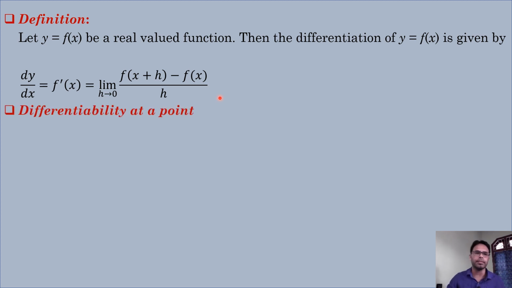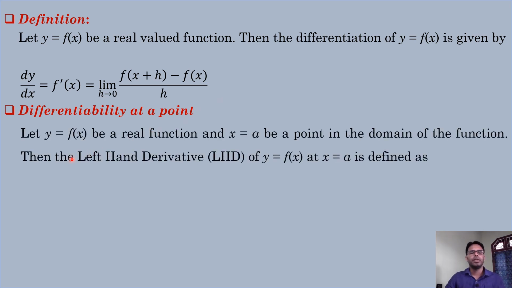You see here, differentiability at a point. So first of all we take y is equal to f(x). This is a real valued function, and x is equal to a. This is a point in the domain of the function, and you already know what is the domain of a function. In a question this point will be given, x is equal to some 1 or 2 or 3, say half. That type of point will be given in questions, but here we are writing the definition. Therefore we take a simple point from the domain of the function.